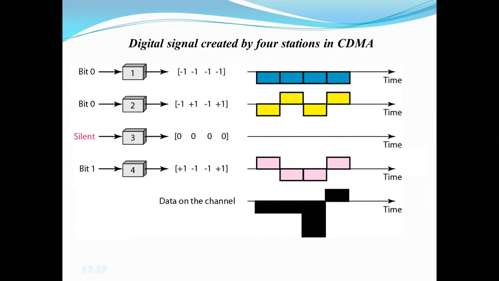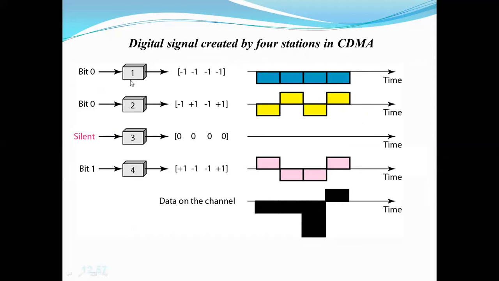Now, you can see the digital signals, the signal level, as we will call it. To understand the process easily, the digital signal produced by each station and the data recorded at the destination is shown here. It is easy to understand when it is represented with the help of a signal level.